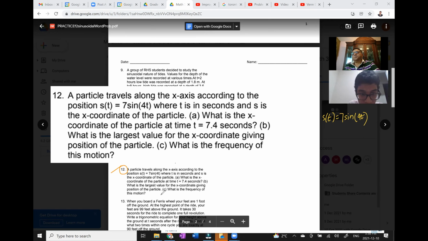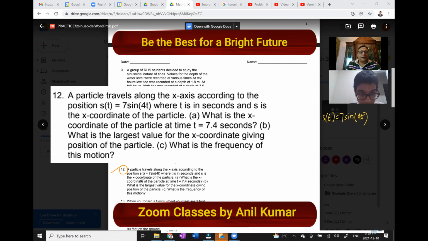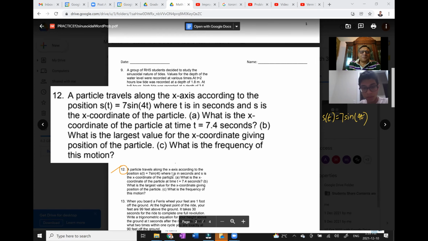Now, let's start from the beginning. Try to understand: a particle travels along the x-axis according to this particular position, right? So we are given the position function. Along the x-axis, how far is it with time? Where t is in seconds and s is the x-coordinate of the particle. So you have to put t in seconds.